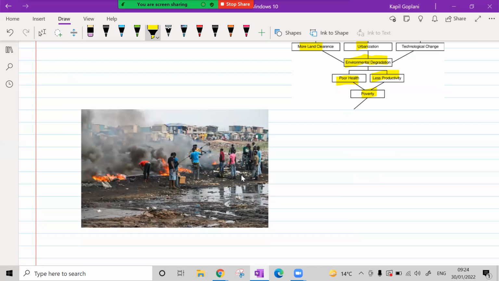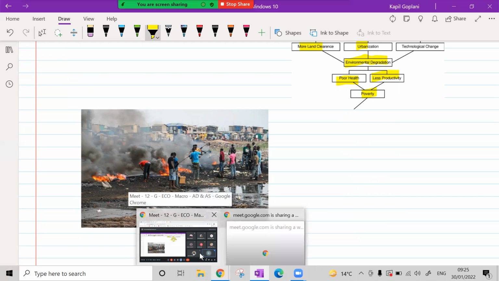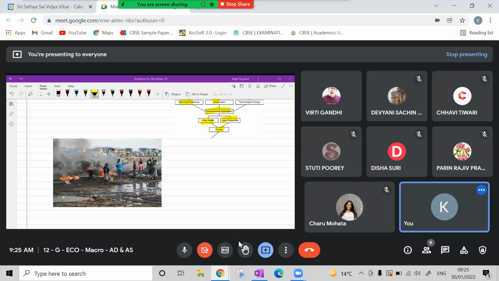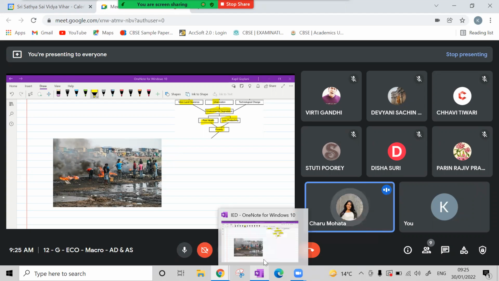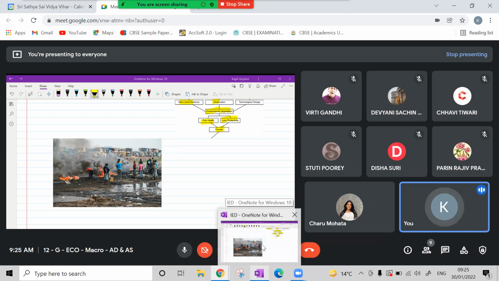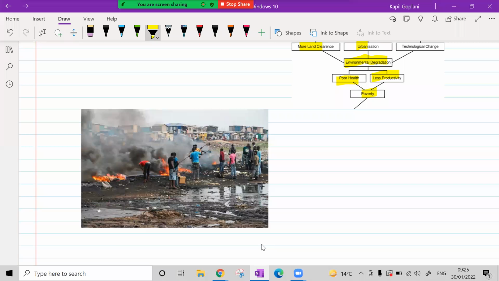Now, what are these poor persons doing? Anyone can tell me what these poor persons are depicting in that picture? Tell me better. Stuti, can you tell what these poor persons are doing in this picture? They are burning the garbage. Yes, they are burning the garbage. Okay, Charu, any opinion from your side? What is the picture depicting? They are living in slums. Slums, yes. And as was said, is the garbage being burned by them?